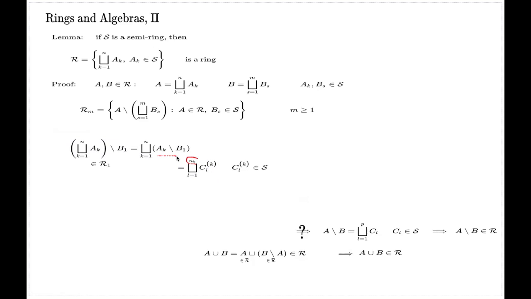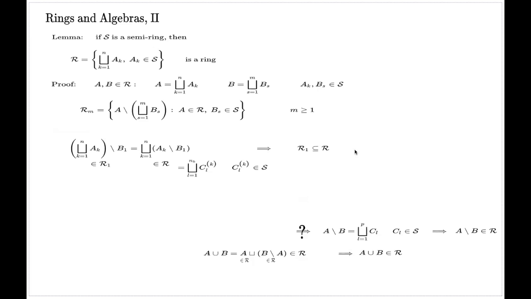A disjoint union of disjoint unions is just one huge disjoint union, and all elements of that disjoint union will be elements of S. So this right-hand side in fact belongs to R. So what we see is that every element of the R1 collection is just an element of the R collection. This is nothing else but to say that R1 is a subset of R.